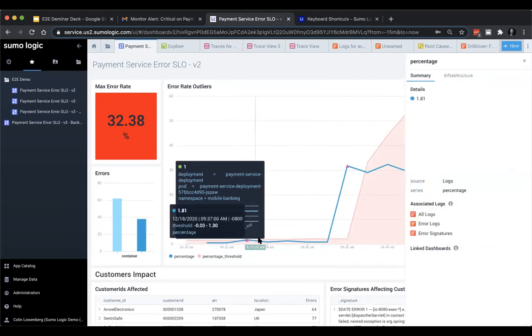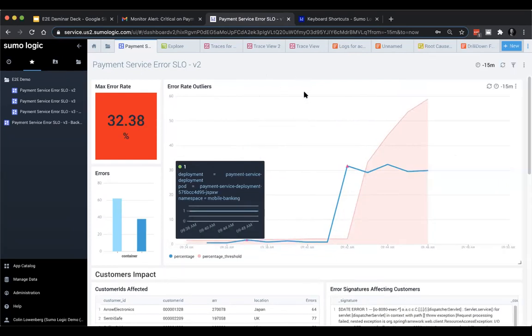We actually built this dashboard for this demo, but you can build your own dashboard to do something very similar. Very easily. So, very customizable dashboards. You can display the error rate. You can see here we've got 32%. And we can also graph the error rate. This blue line right here, we're graphing the error rate over time.